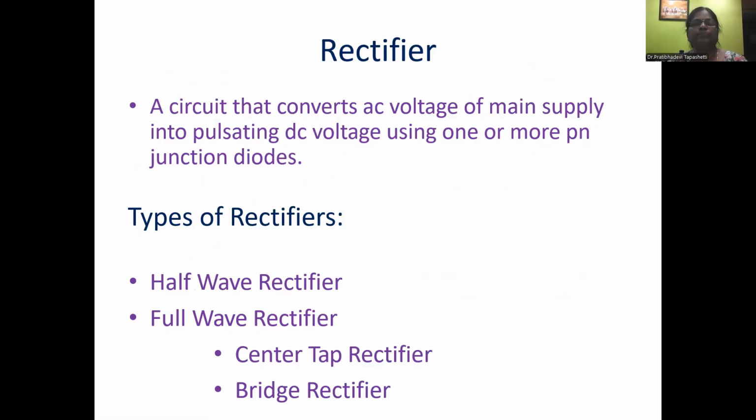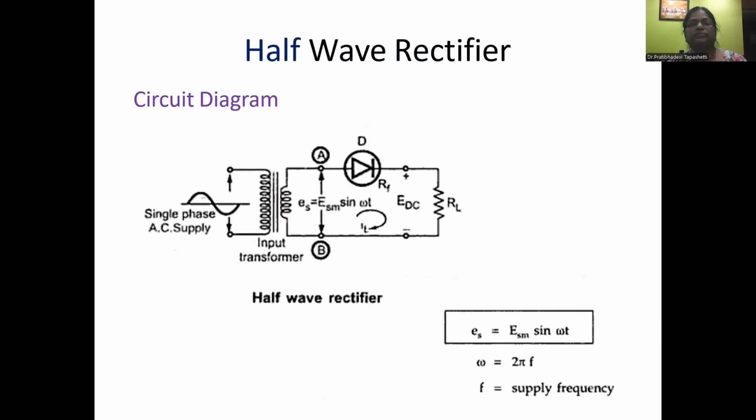The rectifier, as I told already, is an AC to DC converter. The types of rectifiers are the half wave rectifier and the full wave rectifier. In the full wave rectifier, there are again two types. One is the center tap rectifier and another is the bridge rectifier. Let us see first what a half wave rectifier is. The circuit diagram of a half wave rectifier is given here. It makes use of a single diode.